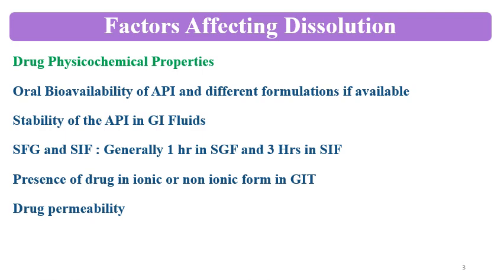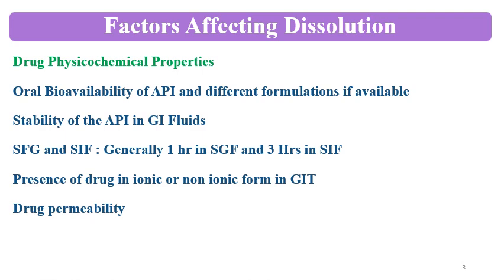Then the stability of the API in the GI fluids. Sometimes the drug gets degraded in basic pH or in acidic pH, and that's why this information is required to come up with the biorelevant media. Then SGF and SIF, that is simulated gastric fluid and simulated intestinal fluid. Always have the data for the drug stability in SGF, generally for 1 hour, and in SIF for 3 hours. Then the presence of the drug in ionic or non-ionic form in the GIT. From the log P, hydrophilicity and lipophilicity, you can understand the presence of the drug in ionic or non-ionic form. If the drug is in ionic form, it will be difficult to get absorbed, and if it is present in non-ionic form, then non-ionic forms are more lipid soluble, and that's why they get absorbed easily.